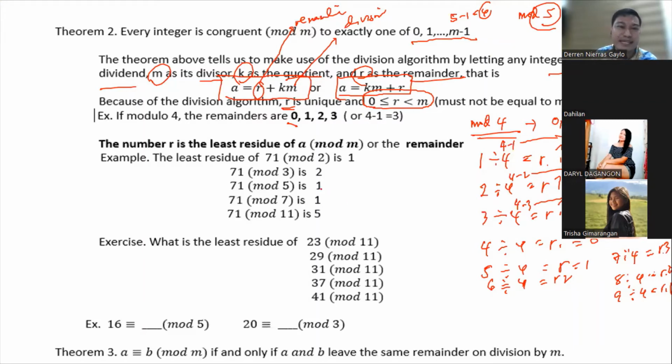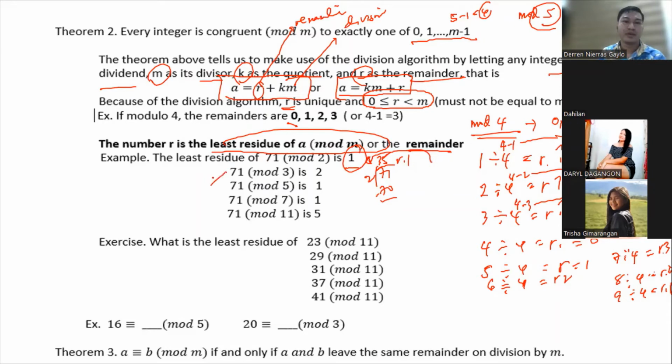So when you say least residue of a modulo m, it's just the remainder. For example, find the least residue of 71 modulo 2. That's 1. You just divide 71 by 2. 71 divided by 2 is 35, remainder 1. So that's why the least residue is 1, because the remainder is 1.